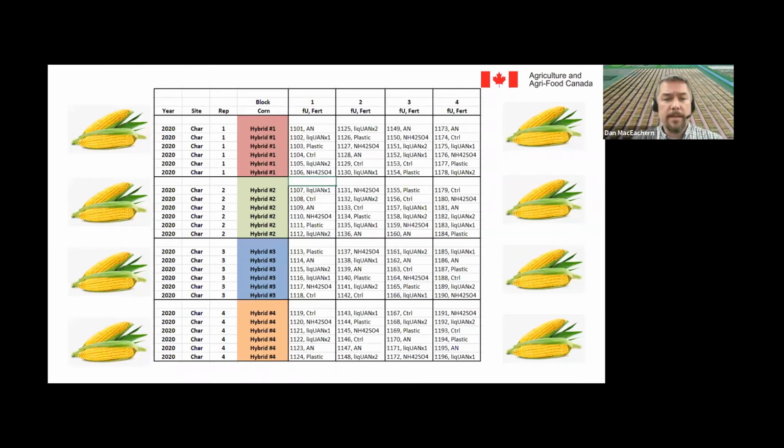So this was the basic design. Each color represents a different hybrid, and so each treatment was grown within that hybrid 4 times, and that provided a nice Latin square design.